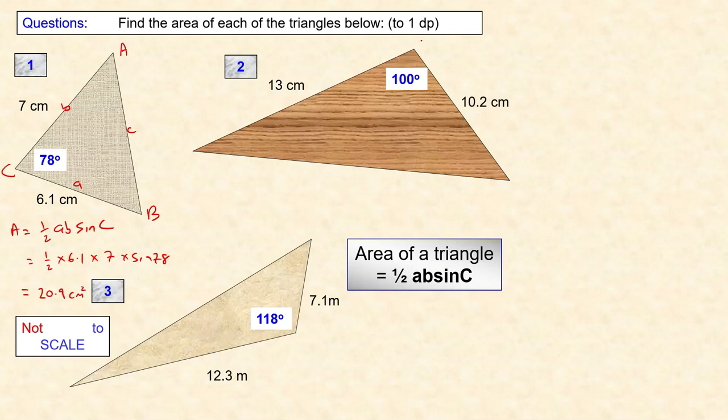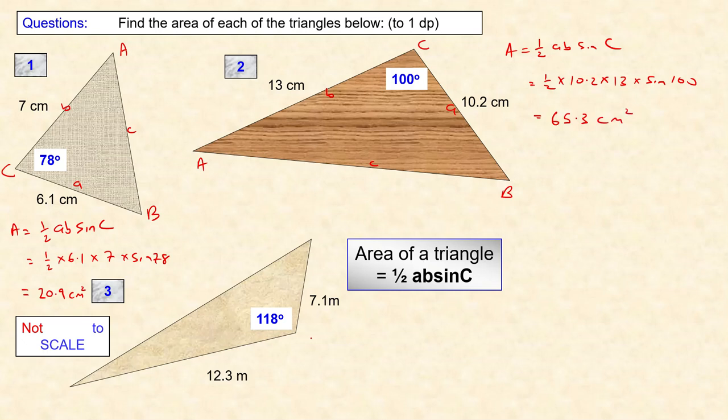Let's look at question 2. Again, labeling is important. That's the angle in between A and B. Opposite A is small a, opposite B is small b, and small c here. So area is equal to a half AB sine C, which is a half, times A, 10.2, times B, 13, times sine of the angle in between. Plug it into your calculator, work it out. You should get 65.3 centimeters squared.